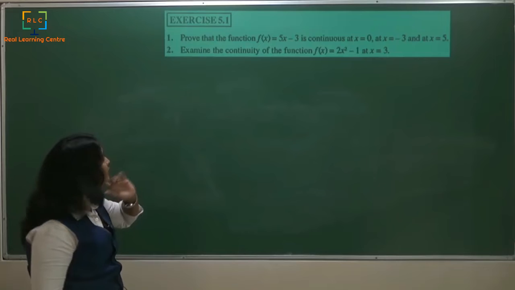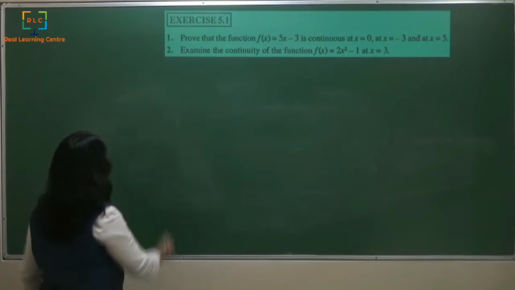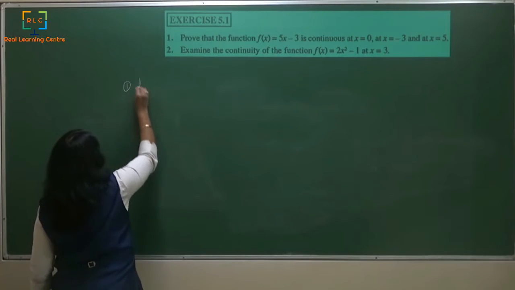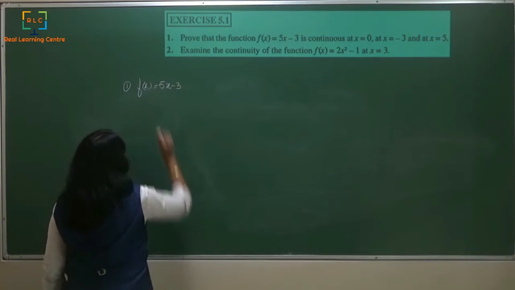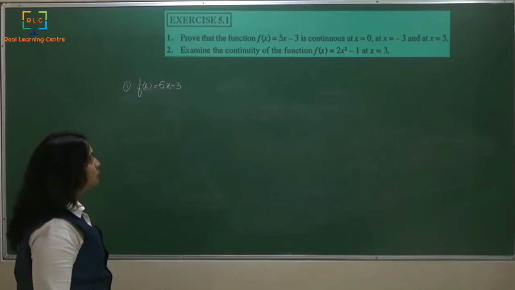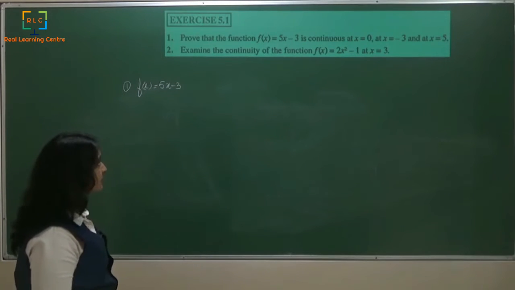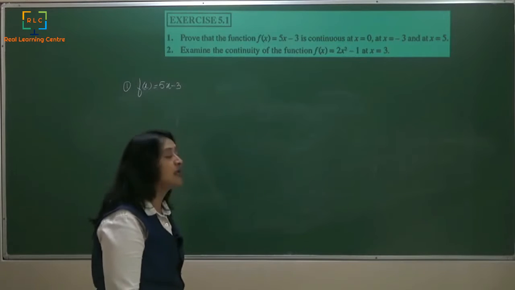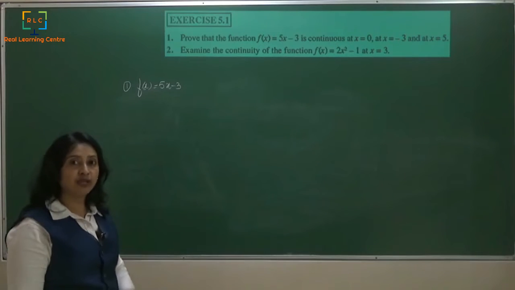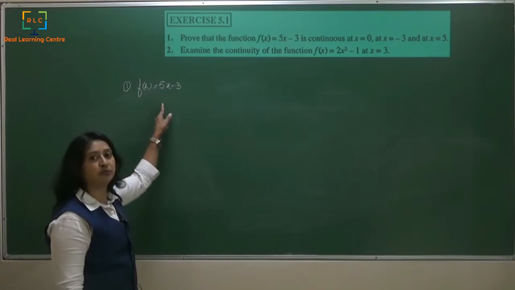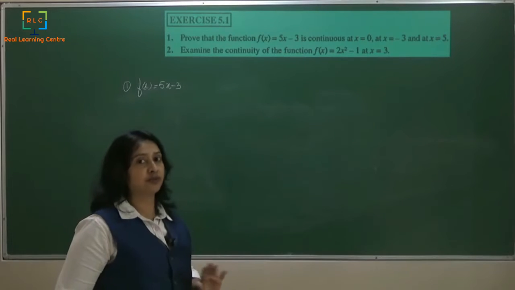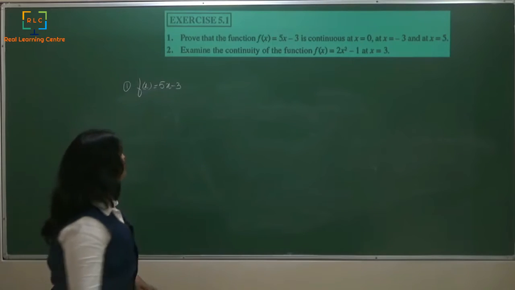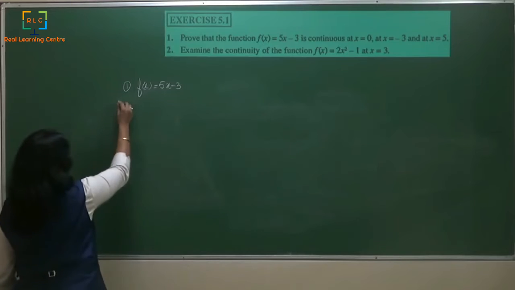See, we have a very simple linear polynomial here. The first question: they have given f of x is equal to 5x minus 3, and they want us to prove that it is continuous at x equal to 0, at x equal to minus 3, and at x equal to 5. Whenever you see these linear polynomial functions, understand that they are always continuous at all points. So let us start with x equal to 0.